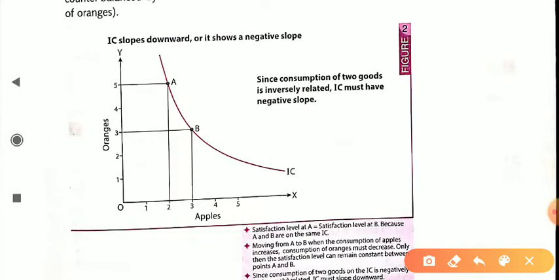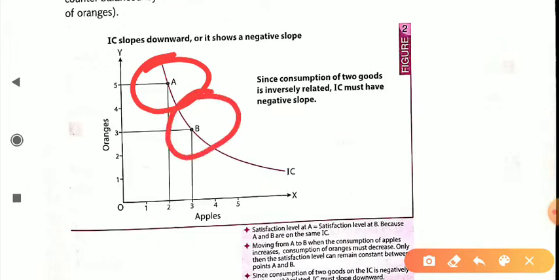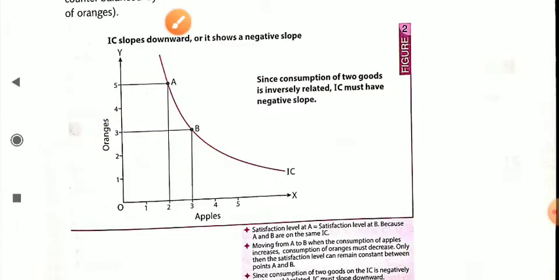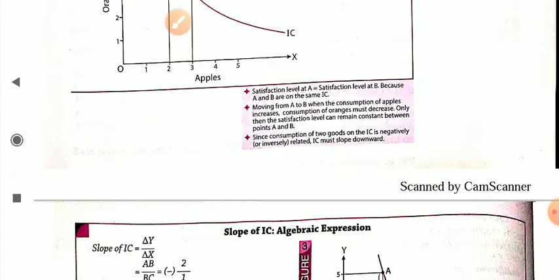You can see in our diagram that if a consumer is consuming at point A, it simply means he is taking 5 units of oranges and 2 units of apple. When he switches towards point B, it represents that he reduces the consumption of oranges from 5 to 3, and he increases the consumption of apple from 2 to 3. So this represents that if you want to increase the consumption of one commodity, you have to sacrifice the other commodity. This is known as the indifference curve sloping downward, and the basic reason is monotonic preference.